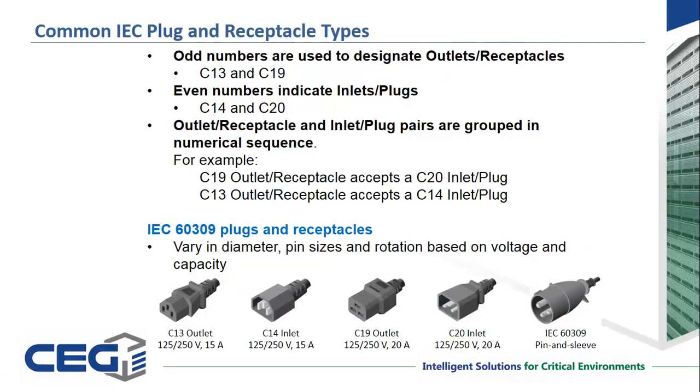And this is a little bit more simple to understand. They have odd numbers and even numbers, and they pair up an odd and an even number for the plug and its matching receptacle. So the odd numbers refer to the receptacles. Most common in our industry are things called C13 and C19. The inlets or the plugs are referred to as C14 and C20, and then they're grouped in numerical sequence, right? So you have a C19 outlet and a C20 plug, and a C13 outlet and a C14 plug.